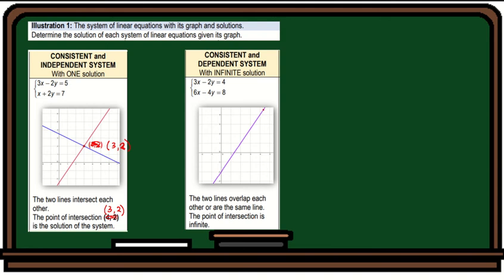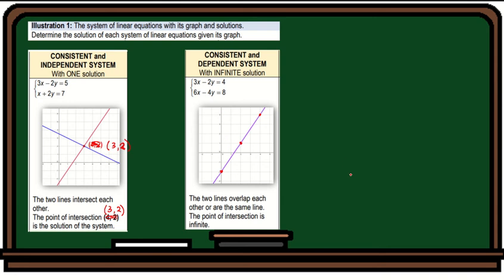Ibig sabihin, marami kayong makikitang ordered pair na common sa kanilang dalawa. So in this case, pwede ito, pwede rin dito sa taas. So kung continuous yung line ninyo, tuloy-tuloy din yung solutions natin. You can also have here. So unlike dito sa una, meron lang isang ordered pair kung saan nag-meet yung dalawang line. For the consistent dependent, you have infinite solutions.